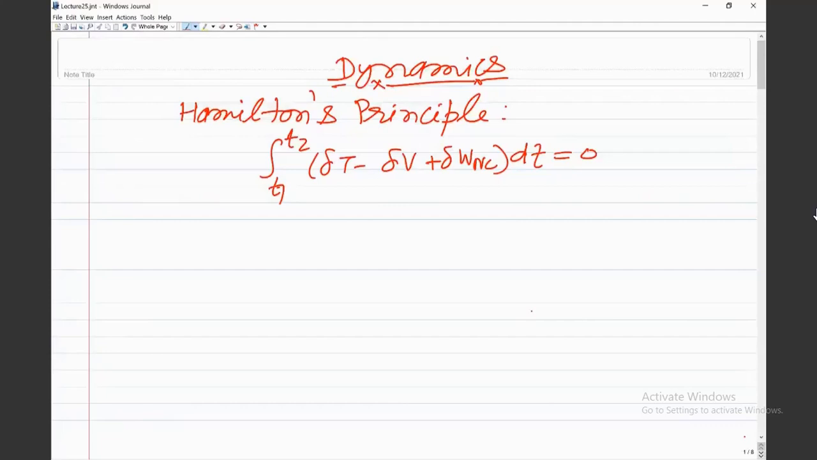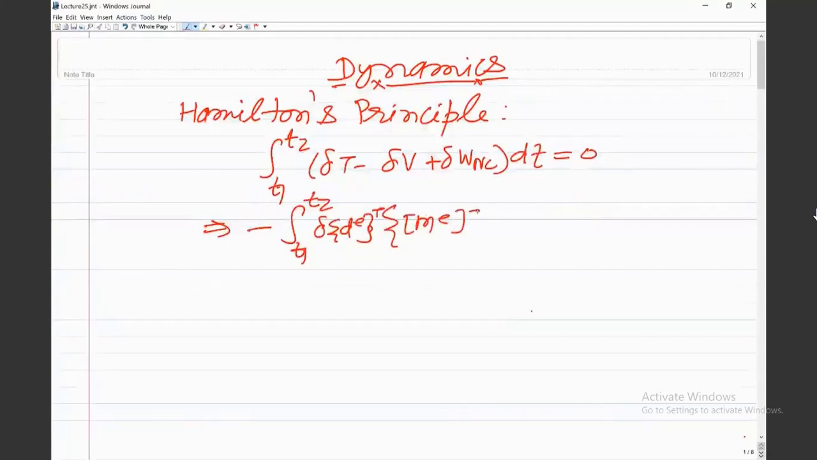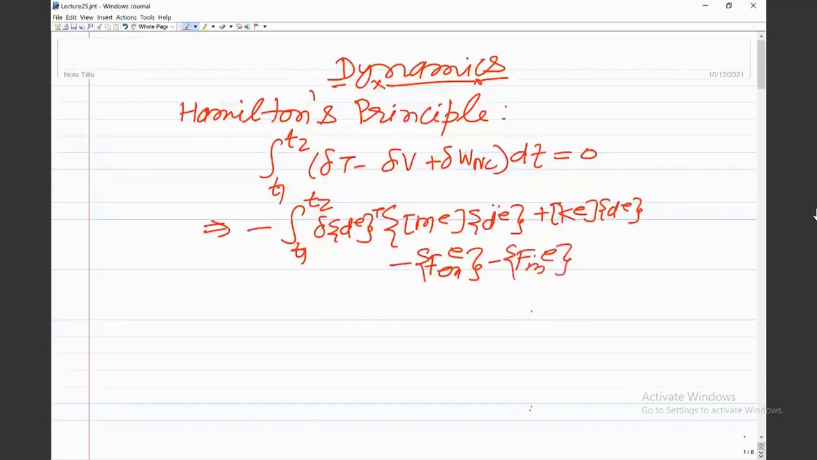For the truss element, we wrote the final expression as minus the integral from t1 to t2 of delta d transpose times [M_e d_e double dot plus K_e d_e minus F_external for the element minus F_internal for the element] dt equals 0. So this is where I left in the last class.